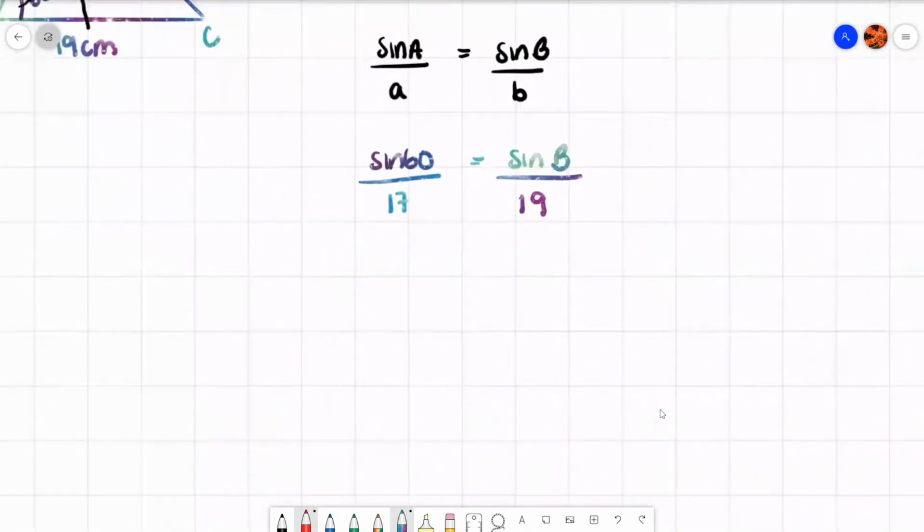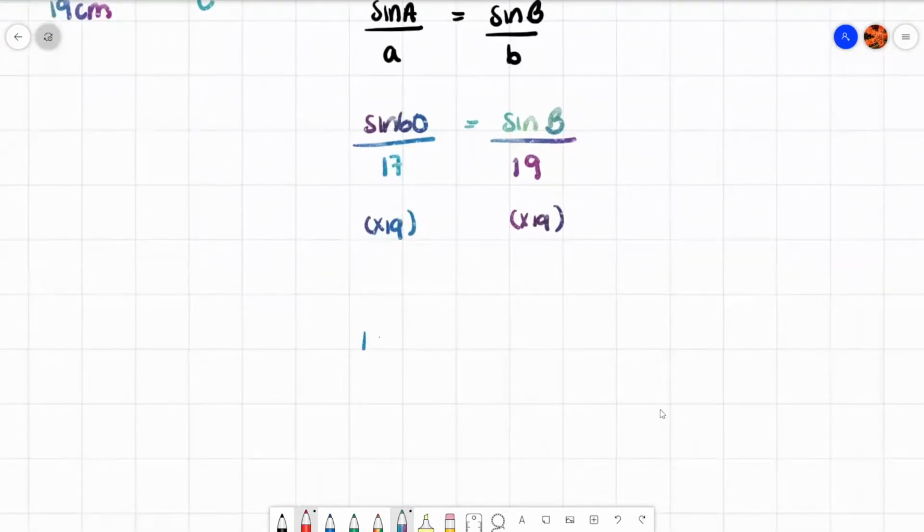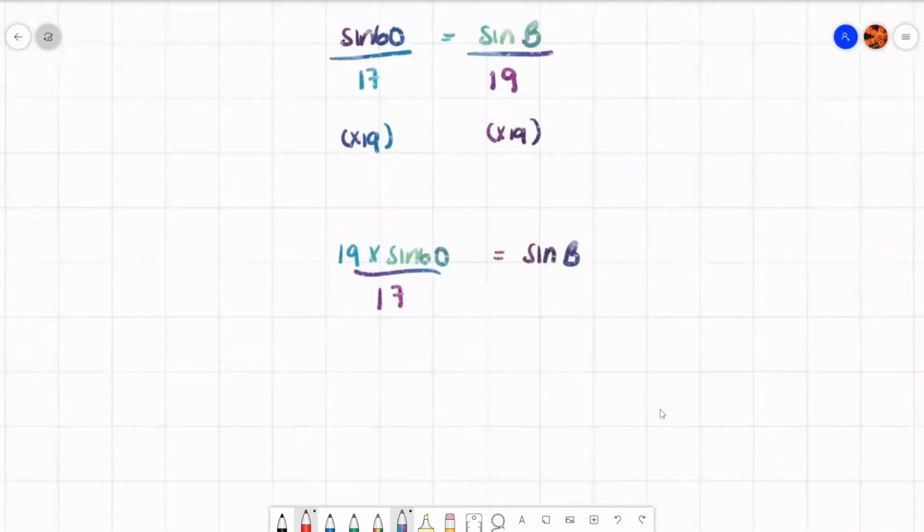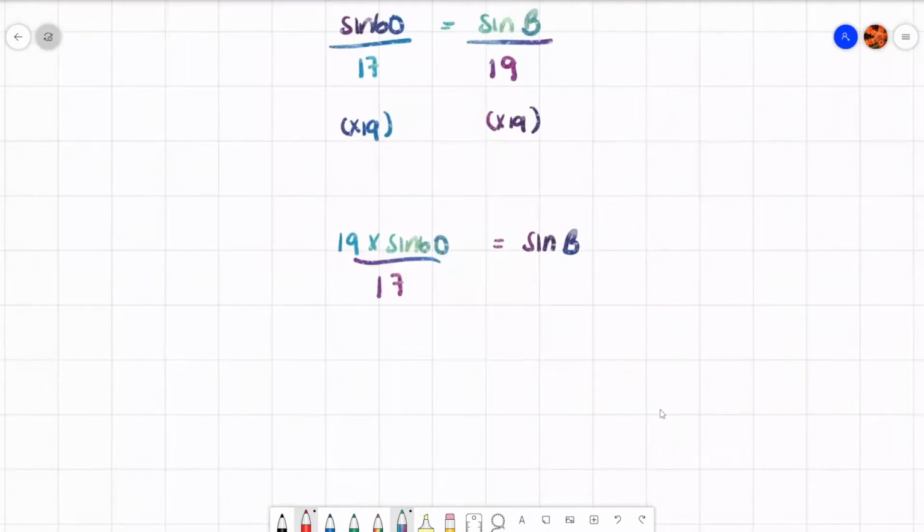Now this is just your knowledge of algebra and your rearranging and working out skills to work out sine B. So I need to get rid of the denominator 19. So I'm going to times by 19, times 19 on both sides. That becomes 19 times sine 60 over 17 equals sine B. I want to get rid of the sine because I just want the angle, or just want B. So I have to inverse, sine minus 1 on both sides.